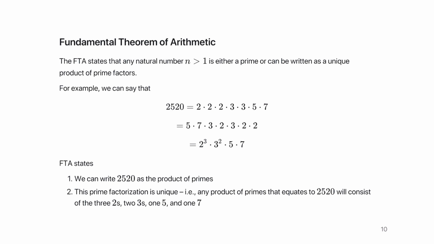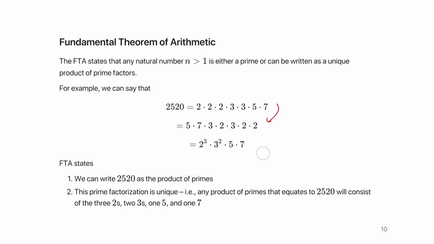It can also be written as 5 times 7 times 3 times 2 times 3 times 2 times 2. Each of these is really the same thing, right? They're just the same numbers, but a different rearrangement of the product. And so the standard way we would write this is 2 cubed times 3 squared times 5 times 7, with the bases in increasing order.